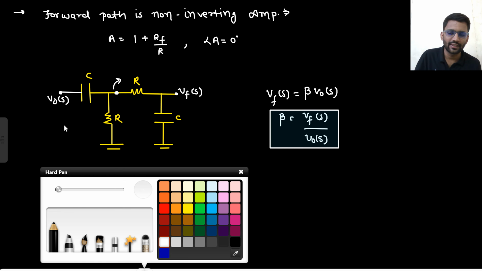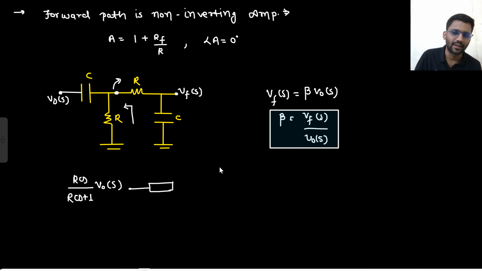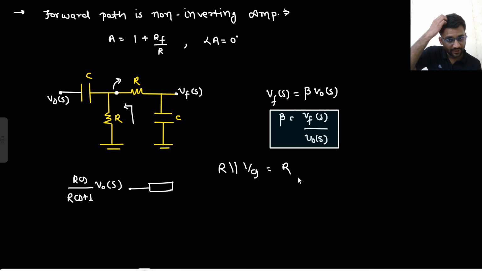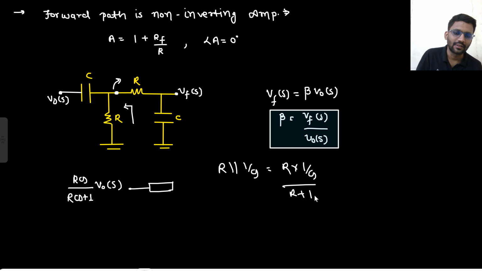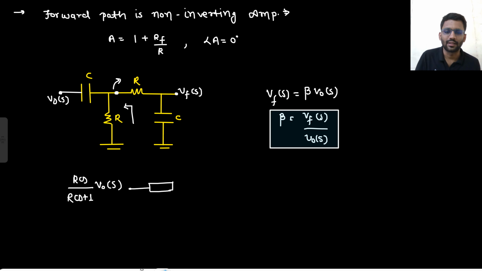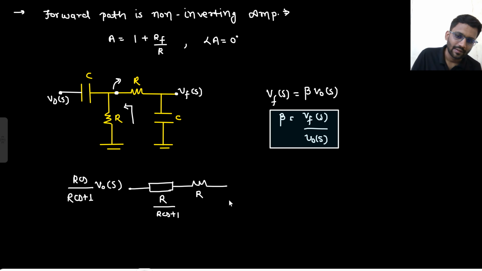For RTH, I will short circuit the input and we'll see from here. So RTH will be R parallel 1 by CS. So it would be R into 1 by CS upon R plus 1 by CS. So it would be R upon RCS plus 1. And that is in series with R, divided by C. And this is your VFS.